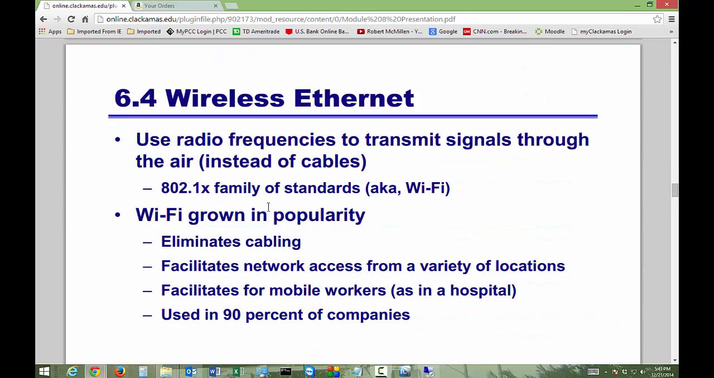Wireless Ethernet uses radio frequencies to transmit the signals through the air instead of through cables. It comes from the 802.11x family of standards, also known as Wi-Fi. Wi-Fi, of course, is growing in popularity. It eliminates cables and facilitates network access from a variety of locations. It's great for mobile workers, so you can pick up your laptop or your tablet, move it anywhere, and still continue to have access to the network. And it's currently used in 90% of all companies.